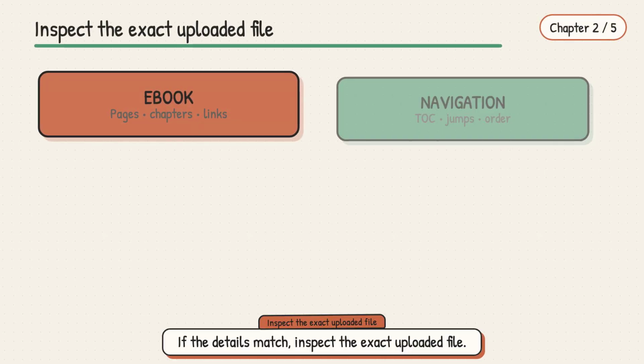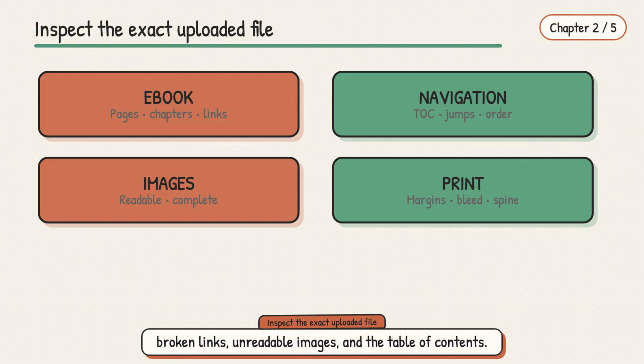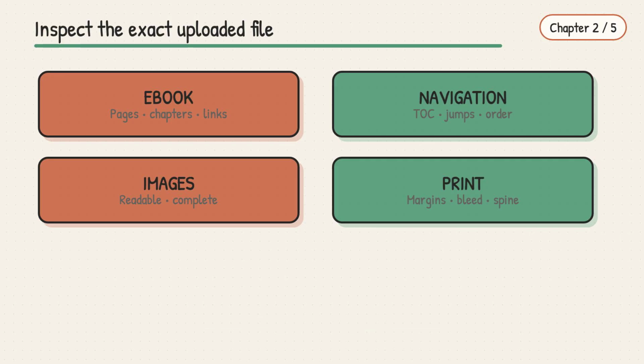If the details match, inspect the exact uploaded file. Use Kindle Previewer for ebooks. Check missing pages, repeated chapters, broken links, unreadable images, and the table of contents. For print, inspect margins, bleed, spine, and every warning.